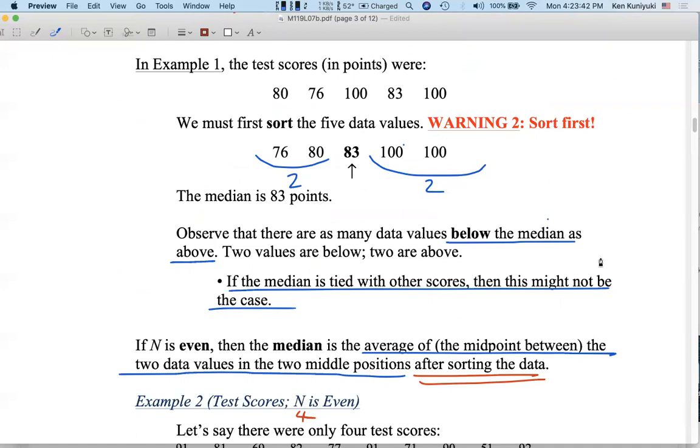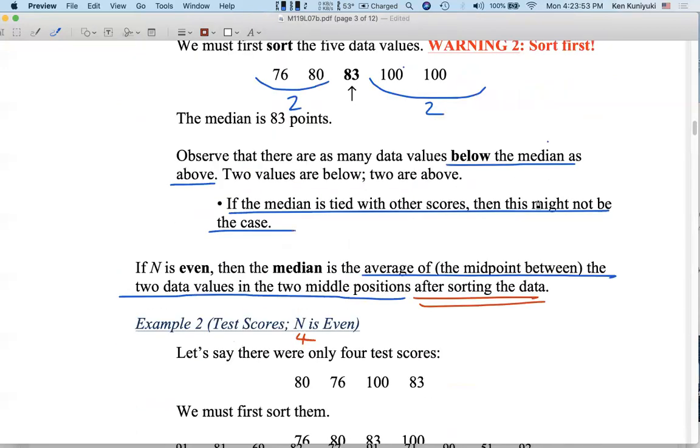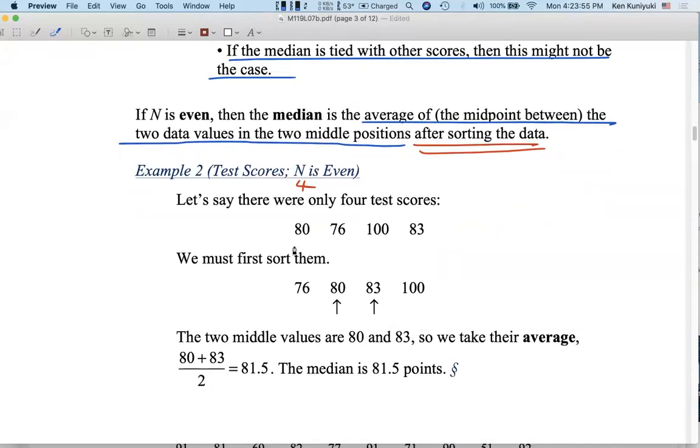First, I must say that I'm doing that. I must report that I'm eliminating that data point. Don't just throw out data because you feel like it. So I'm telling you, I'm eliminating the 100 because of cheating. So we're down to these 4 data points. All right, we sort them again from lowest to highest. We have 76, 80, 83, and 100.